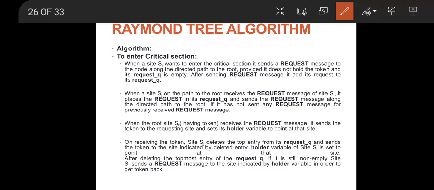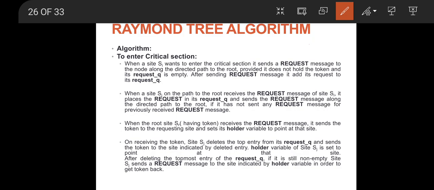So the process is the same: if a site wants to enter the CS, it will be sending the request message. But to reduce the number of message communications, to reduce the complexity, what Raymond's tree based algorithm has done is, if a site has already sent a request message, be it its own request message or the request message of another site, then it will not be sending another request message again, because ultimately only one request message will be satisfied. Another request message will be stored by that site itself, and that will be satisfied later on.